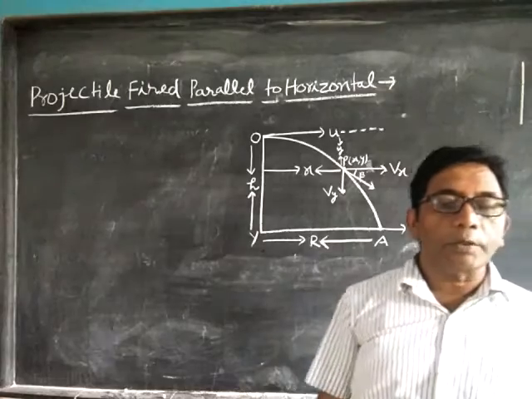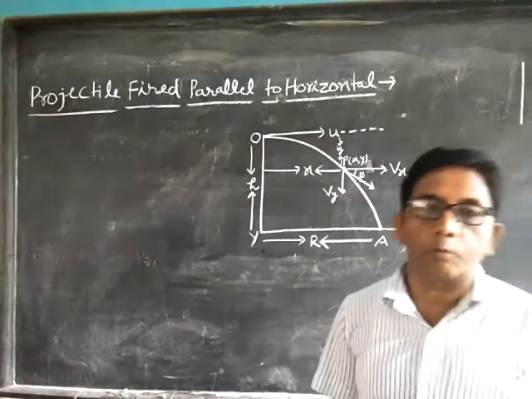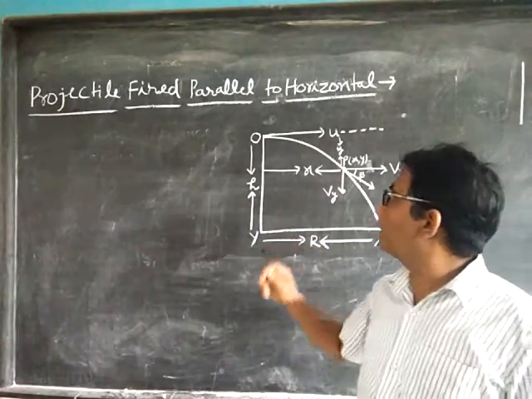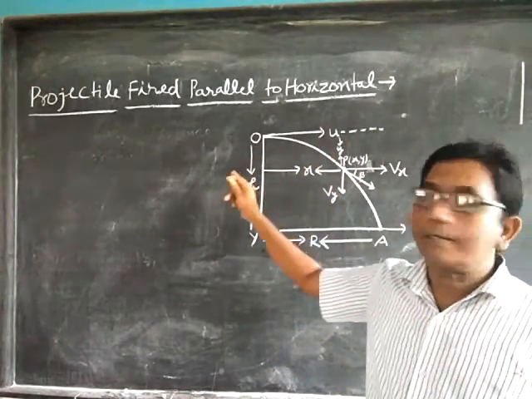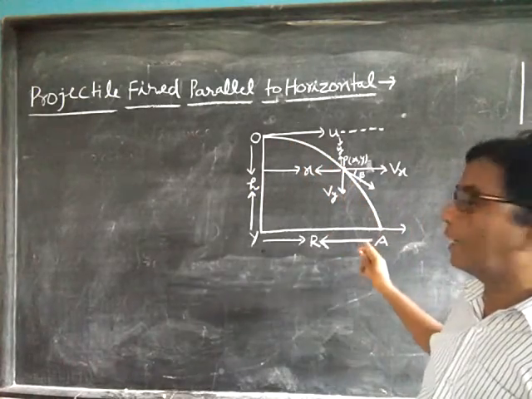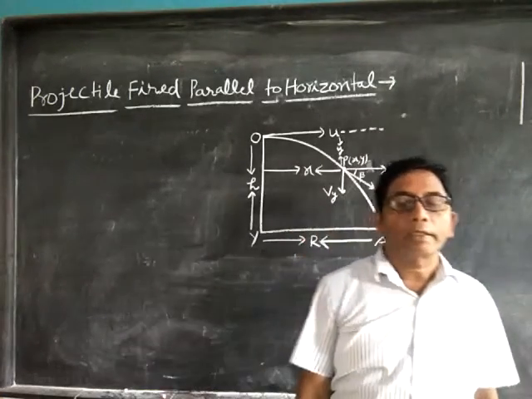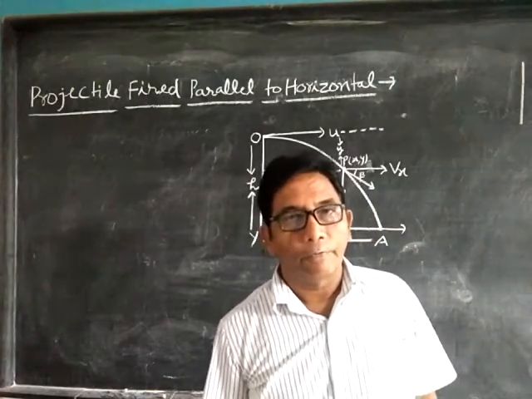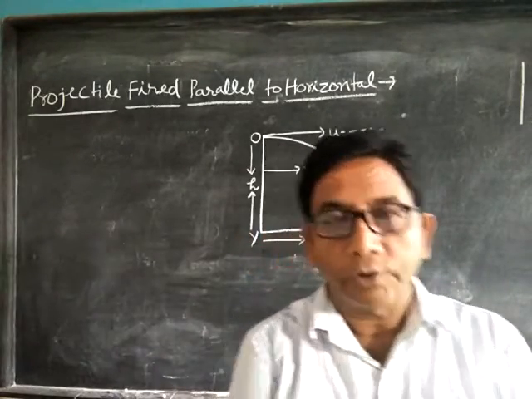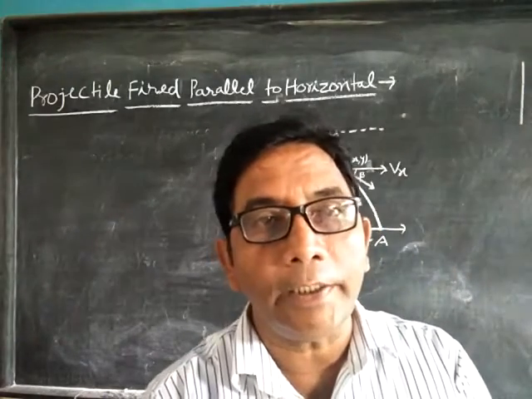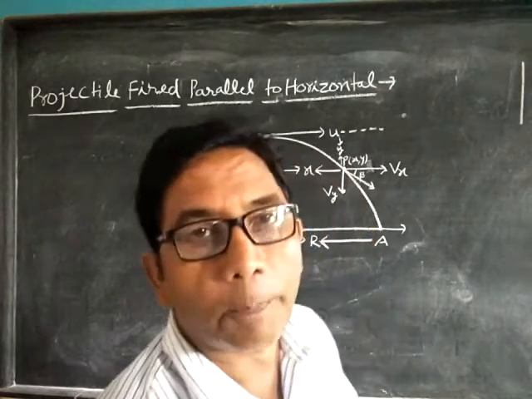Now the body has two independent motions. First, uniform horizontal velocity u, and second, vertically downward accelerated motion with constant acceleration g. Under the combined influence of these two components, the projectile follows a parabolic path.